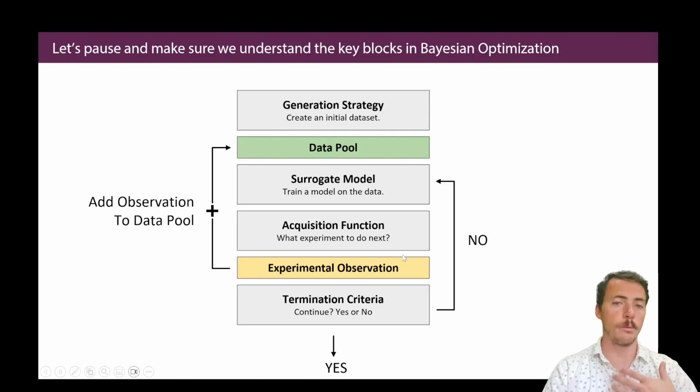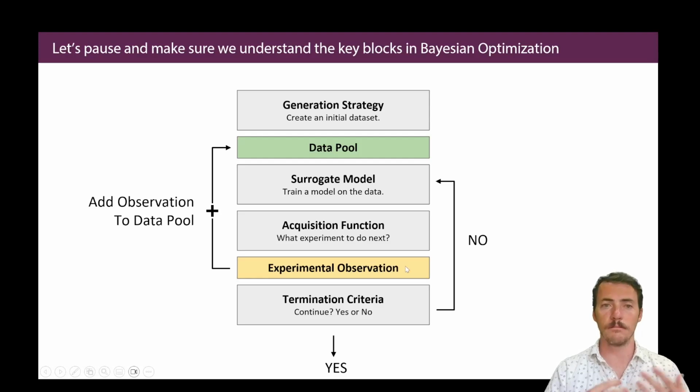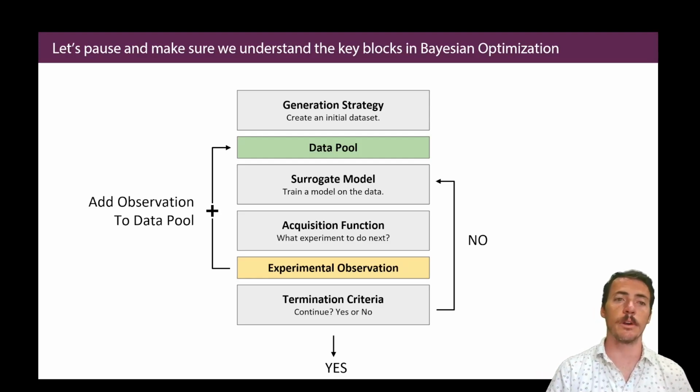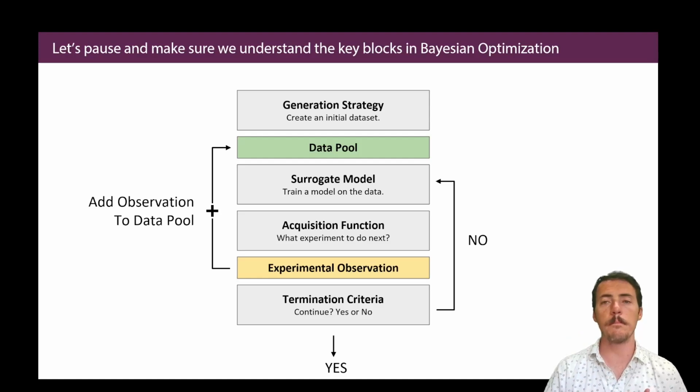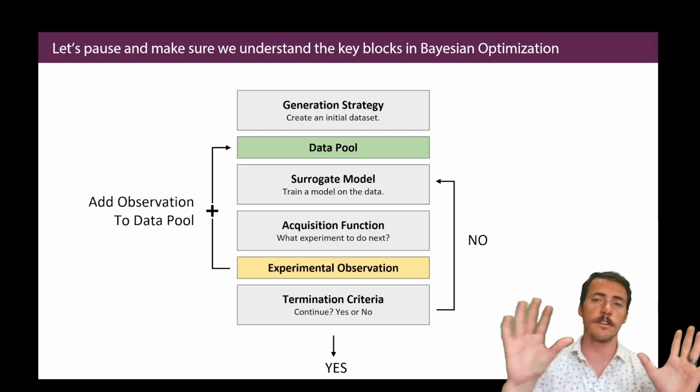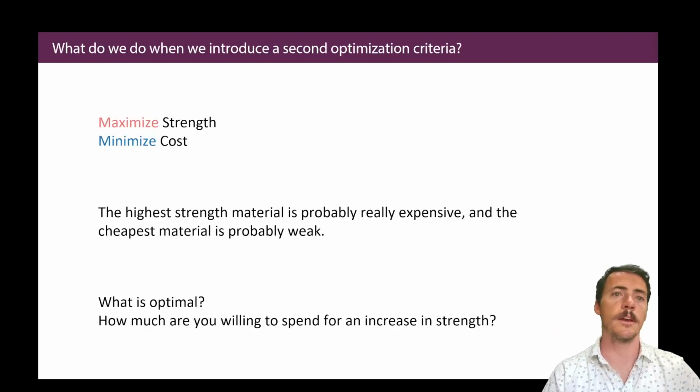We then go out and we do an experimental observation, which is going to allow us to add data to our data pool, right? And you periodically ask yourself, have we met our termination criteria? Have we met a material that is strong enough or has a specific materials property that we're looking for? If no, then keep on going until your budget runs out. And if yes, then you're finished, right? That is essentially the workflow of Bayesian optimization, okay?